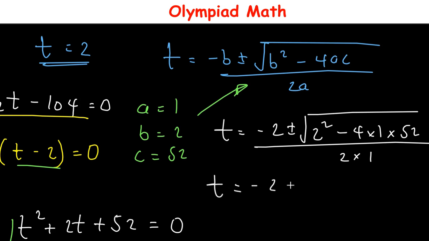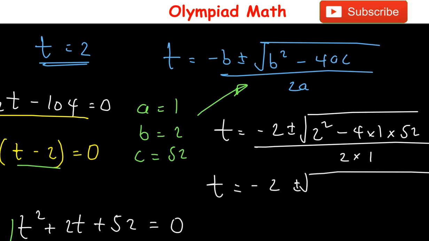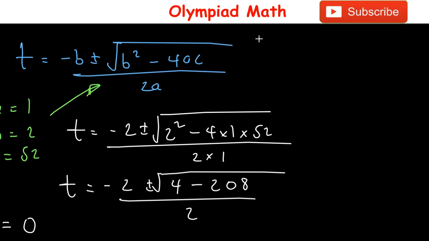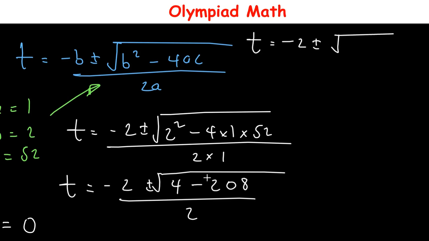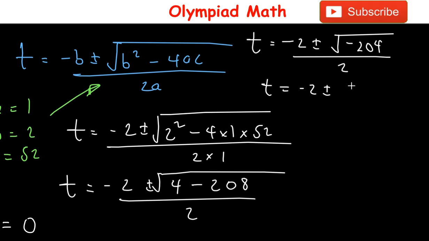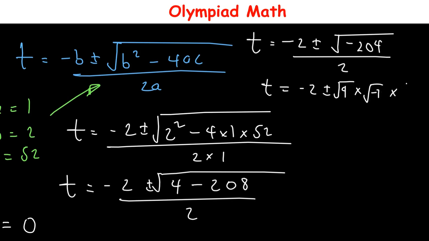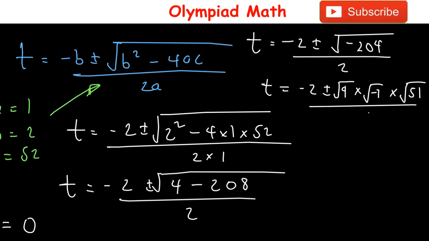T equals minus 2 plus or minus square root 2 squared is 4, minus 4 times 1 times 52 equals minus 208, all over 2 times 1 is 2. And with this, we have the solution of t to equal minus 2 plus or minus square root of 4 minus 208 equals minus 204, all over 2. And we have t equals minus 2 plus or minus square root of minus 204, which can be written as square root of 4 times square root of minus 1 times square root of 51, divided by 2.